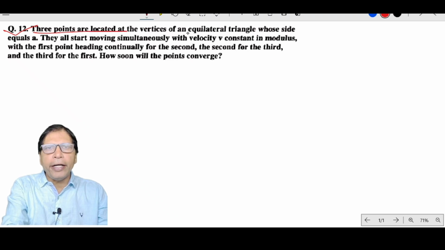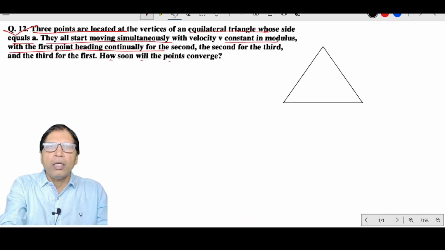Now look at question number 12. Three points are located at the vertices of an equilateral triangle whose side is equal to a. They start moving simultaneously with constant velocity v in modulus, with the first point heading continually for the second, the second for the third, and the third for the first. How soon will the points converge?